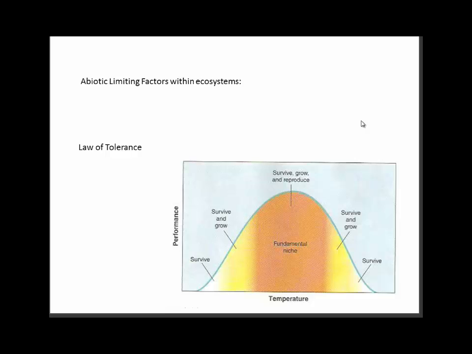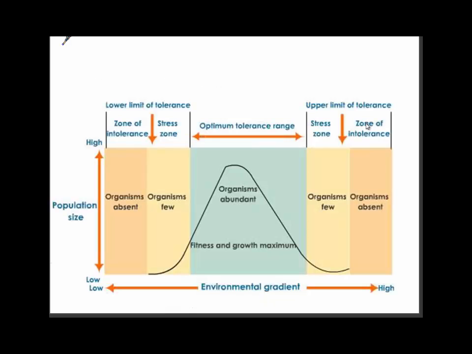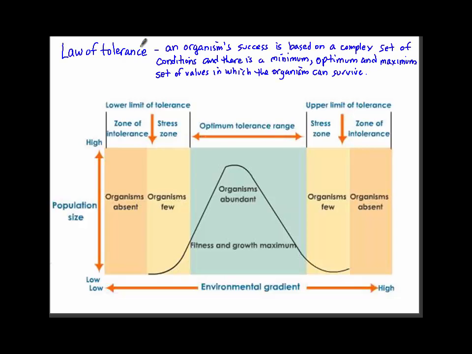And then we could talk about something called the law of tolerance. I'm going to move on to the next slide to talk about this. I like this one a little bit better. When we talk about the law of tolerance, I'm going to write it up here. You can put this in your notes. I will give you the definition for law of tolerance, which I'll explain using this graph in a second. The law of tolerance is that an organism's success is based on a complex set of conditions, and there's a minimum, an optimum, and maximum environmental combination of factors that determine success.